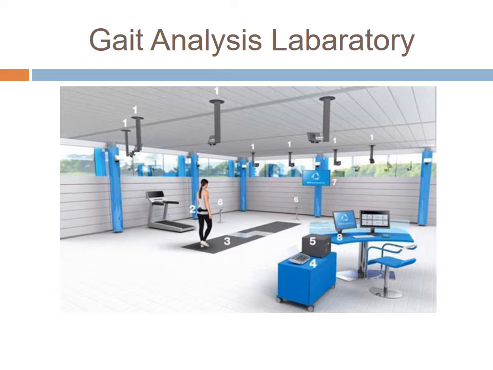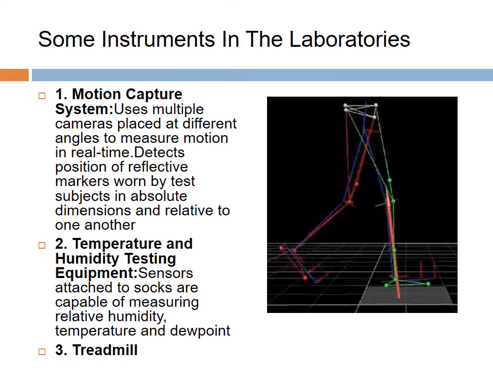Now I will tell you about the gait analysis laboratory. Some instruments in the laboratories. First, motion capture system. Uses multiple cameras placed at different angles to measure motion in real time. Detects position of reflective markers worn by test subjects in absolute dimension and relative to one another.